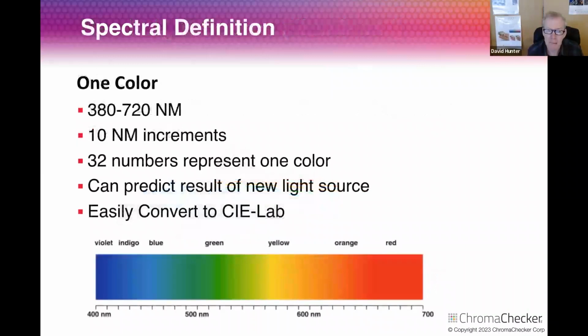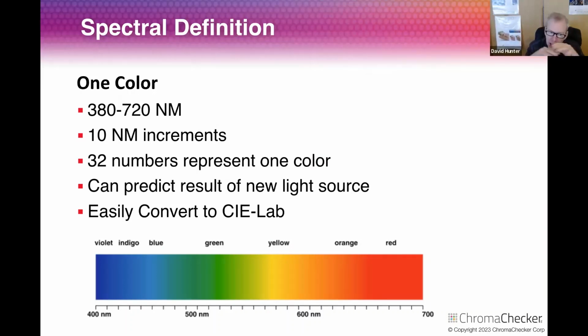So based on that, ideally, we should be using spectral definitions for colors. This gives us the most information about the colors. And if you can imagine, when we have spectral information about a color, 32 numbers make up that definition. And it's easily converted to something called CLAB. I know a lot of people know CLAB, they like CLAB. CLAB just uses 3 colors. There are 3 numbers to represent the color.